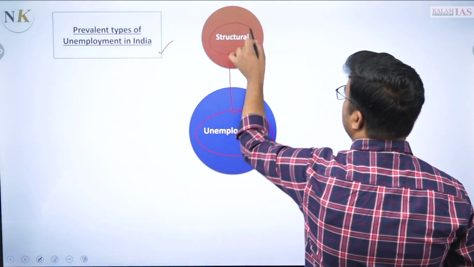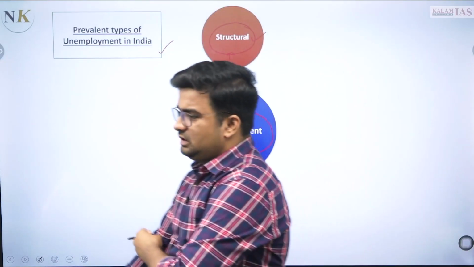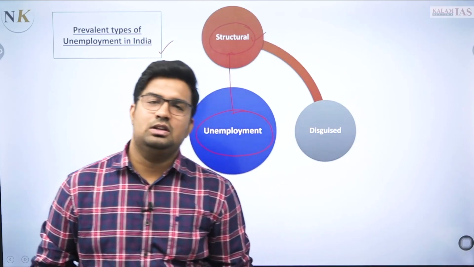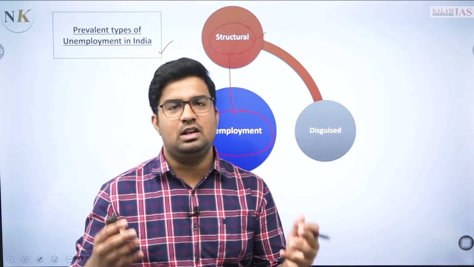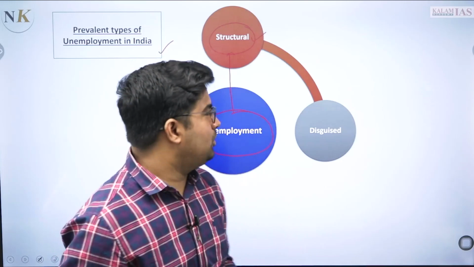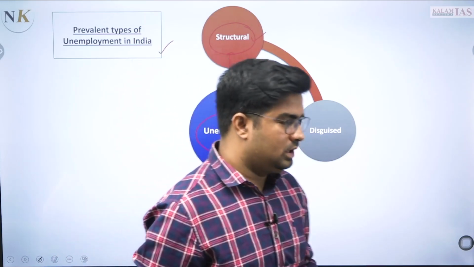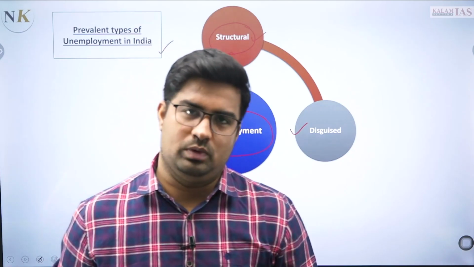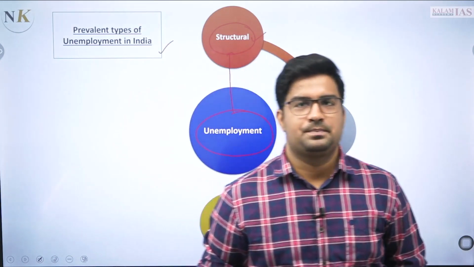With that, the first starts with structural unemployment. This was part of a question this year. What is structural unemployment? That you need to understand. It is a condition which starts with a skill and job mismatch. Apart from it, there is disguised unemployment. In disguised unemployment, more people are involved than the number of people required, which makes the marginal productivity of the work zero or negligible to a larger extent.